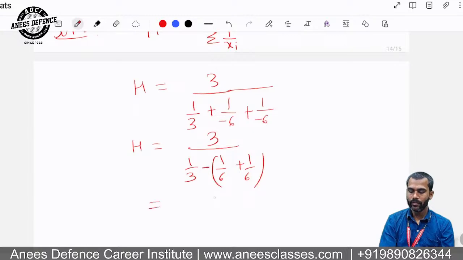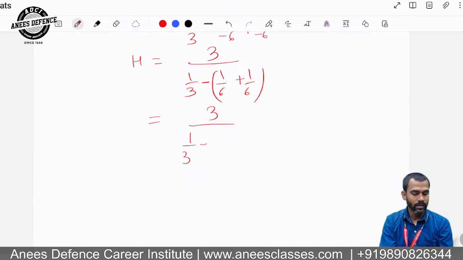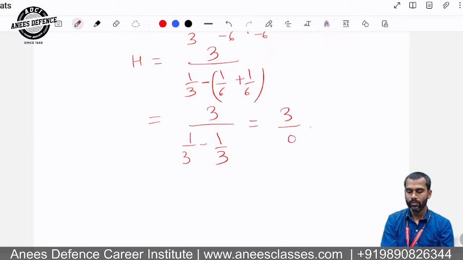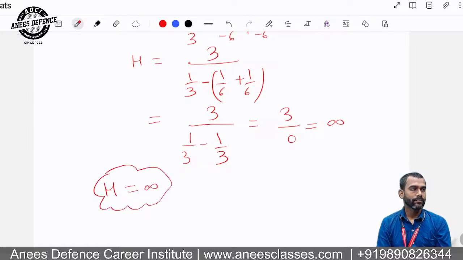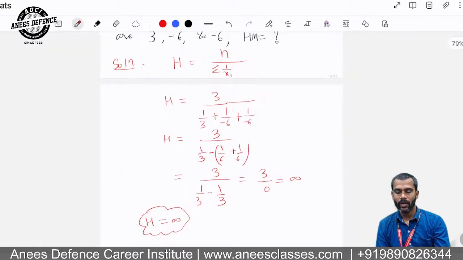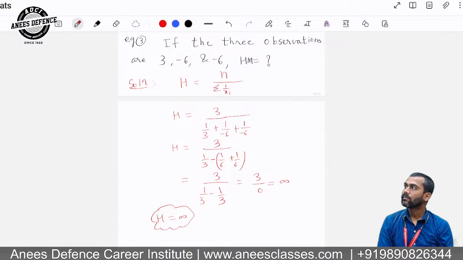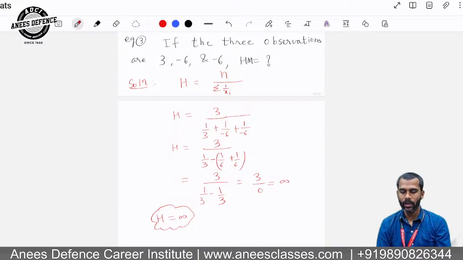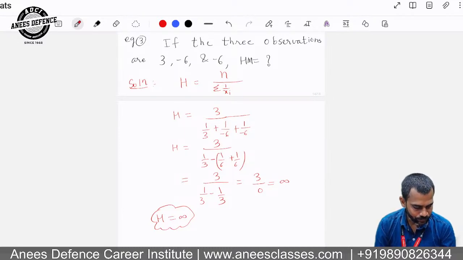So 1 by 3 minus, what is 1 by 6 plus 1 by 6? 2 by 6. That is 1 by 3 only. So we are getting 3 by 0. That is infinity. So H is equal to infinity. I hope it is clear. So what is harmonic mean? Infinite. Online students, have you understood? Simple formula. We have already covered this formula yesterday only. Shall we move to the next question?